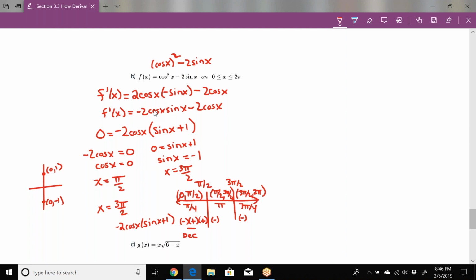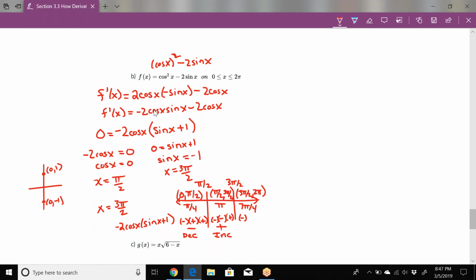Okay, then we plug in pi. Cosine of pi is -1, so that's going to be a negative. And sine of pi is 0, so that's going to be 0 plus 1, so that's going to be a positive. Two negatives multiplied together make a positive, which means in this region we are increasing.